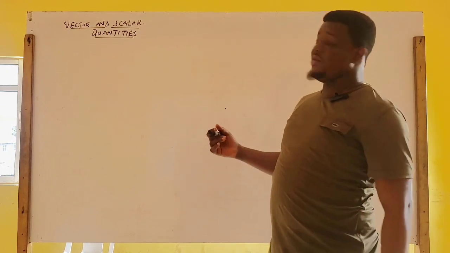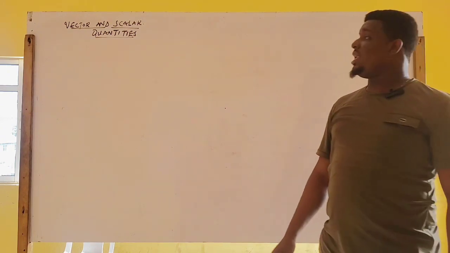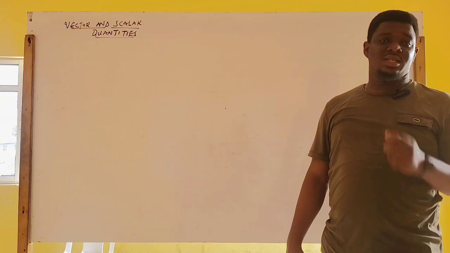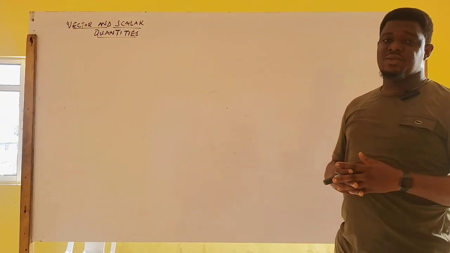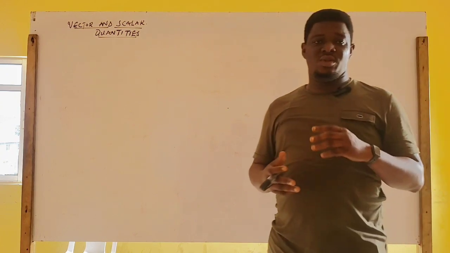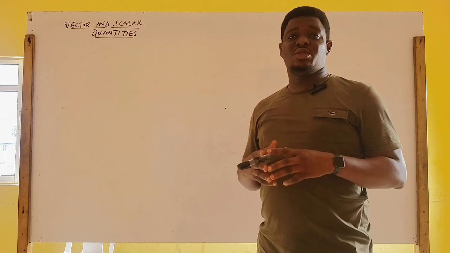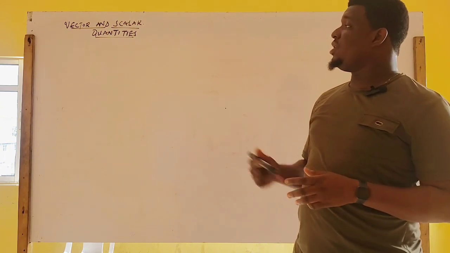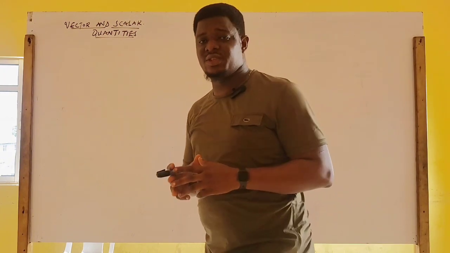So now, here before me, we're going to be talking about vector and scalar quantity. And these are quantities that are under the classification of physical quantities. We are done with fundamental, we are done with derived, we have actually even touched part of prefixes. So we are going into vector and scalar quantity. And I'll be very fast about this video.